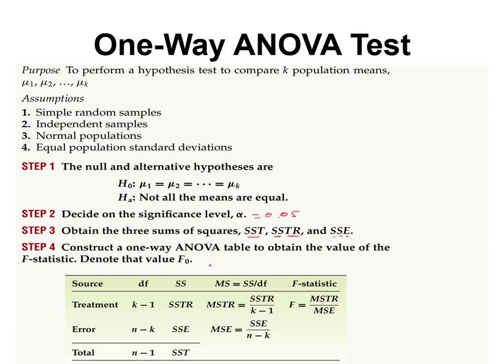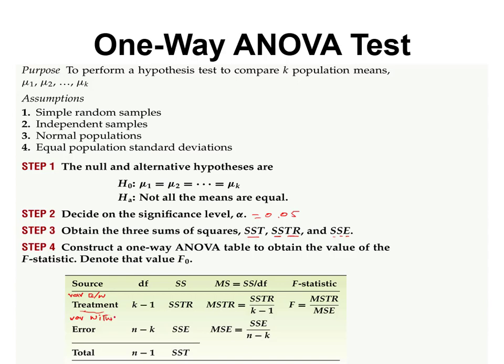Then construct an ANOVA table. This is one-way ANOVA. This is basically the treatment. These are the sources of variation: this is variation between, and this is variation within.